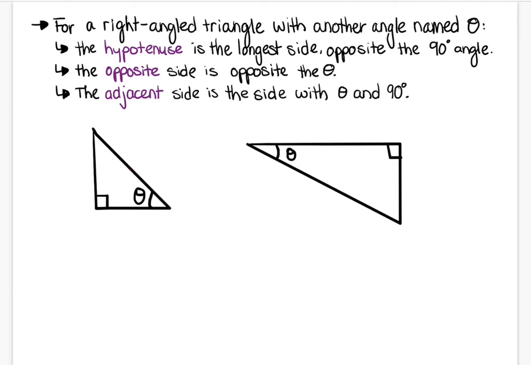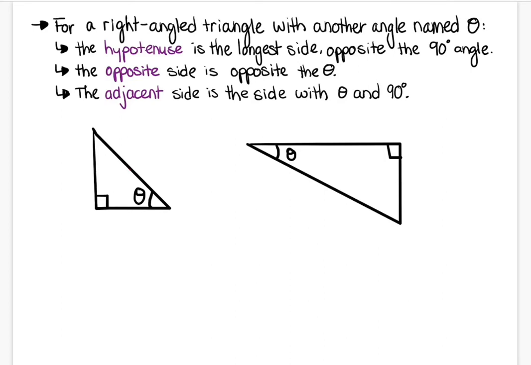So if we look at these quick notes here, for a right angle triangle with an angle named, this is called theta, this little symbol here. You're going to get pretty used to hearing theta. Unlike Pythagoras, where we could swap A and B around at any time, with trigonometry, because we've been given another angle outside of the 90-degree angle, the sides become more specific. So the hypotenuse stays the same.